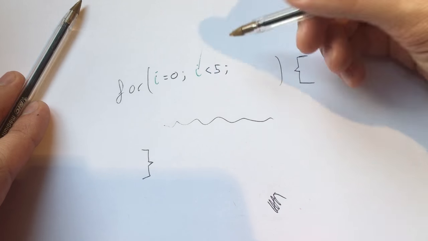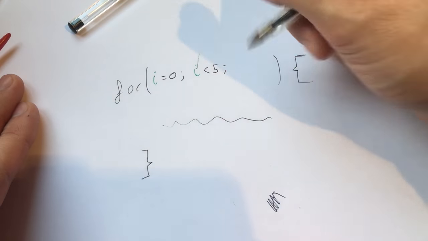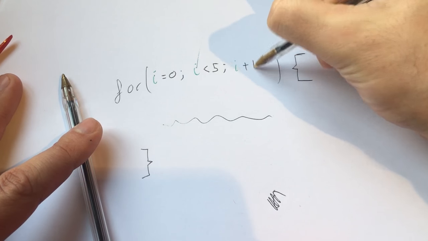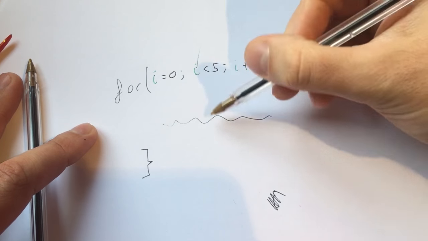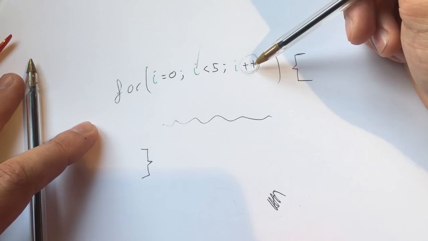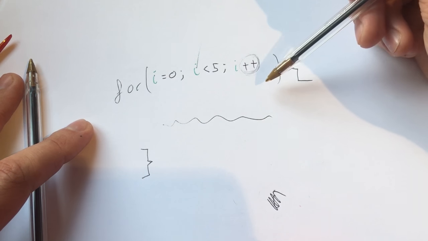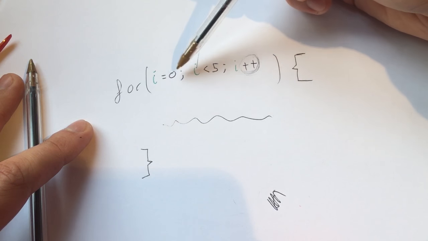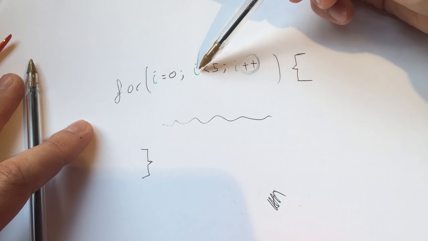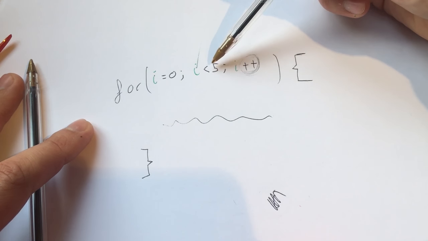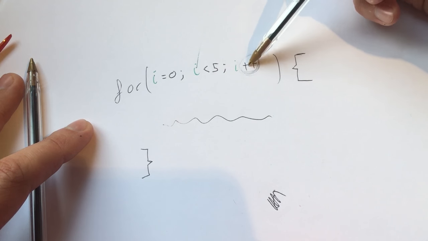Okay? And the last part of the statement is I plus plus, which just means every time we run the loop, we add 1. What it means is, if we run through this a few times, we start I equals 0. Is 0 less than 5? Yes, it is. So this statement's true, which means we're going to run the loop. Before we run the loop, we add 1 to the value of I. So now I is 1.